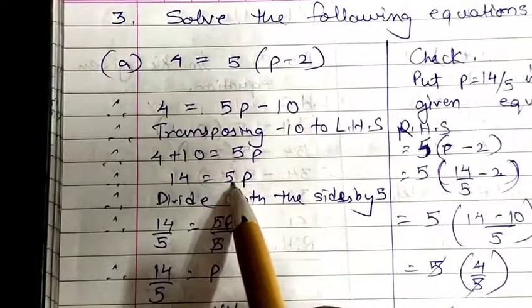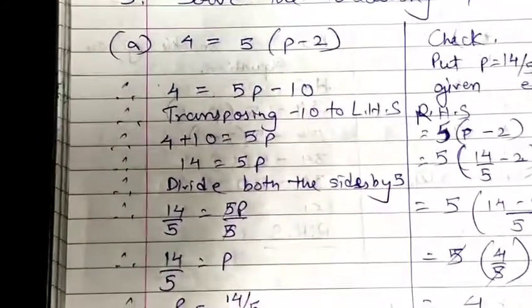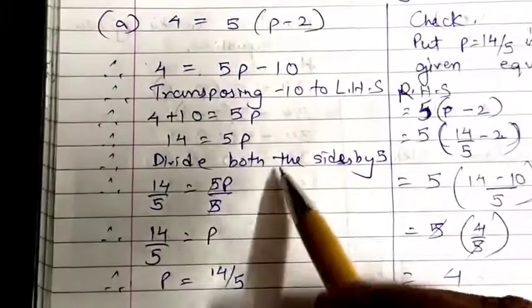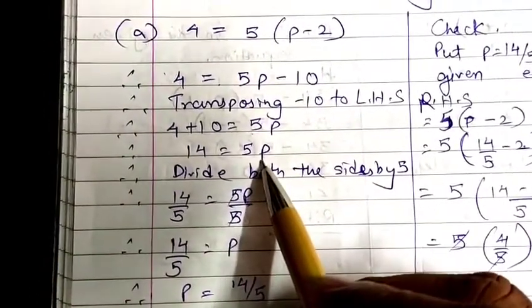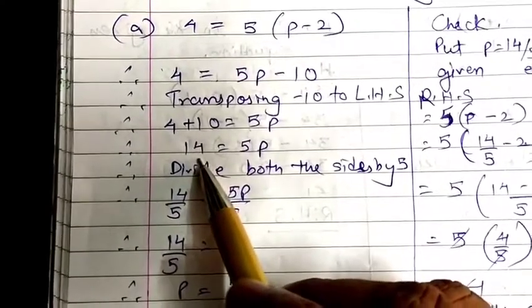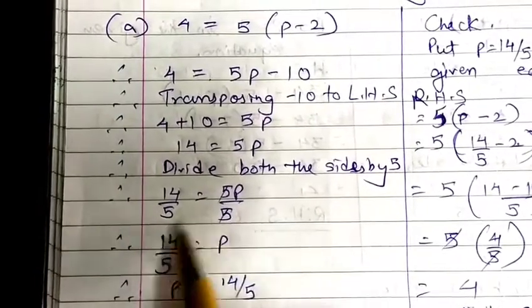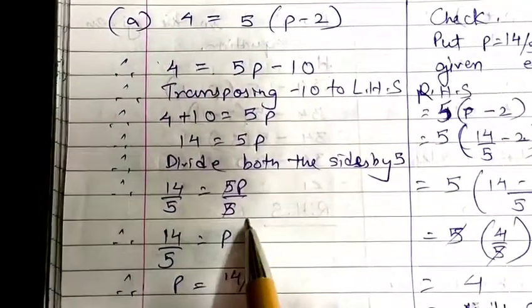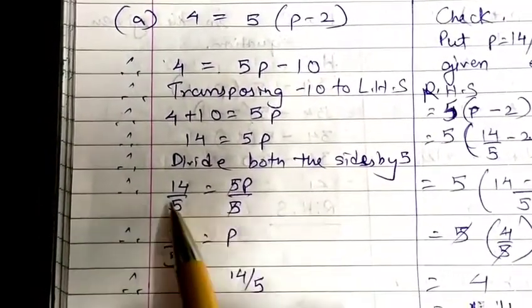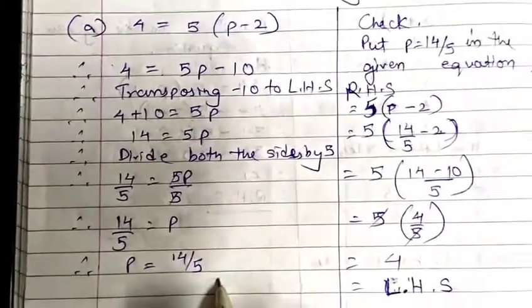Now you have to eliminate this 5 times P. So I have to divide 5 times P by 5 toward my right hand side. So the same value I have to take toward my left hand side. So divide both the sides by 5. See here, I divided both the sides by 5. By doing such, 5 and 5 will get cancelled, and here 14 by 5. So that means the value of P equals 14 by 5.